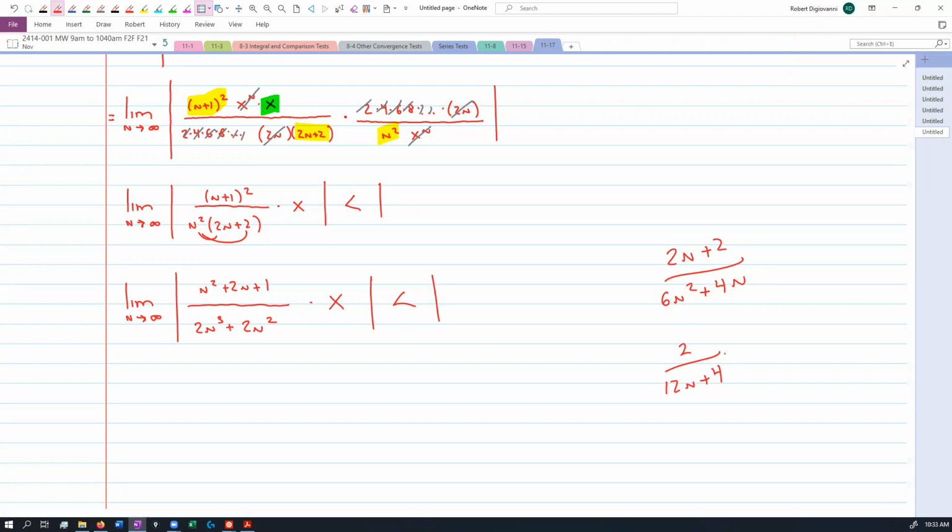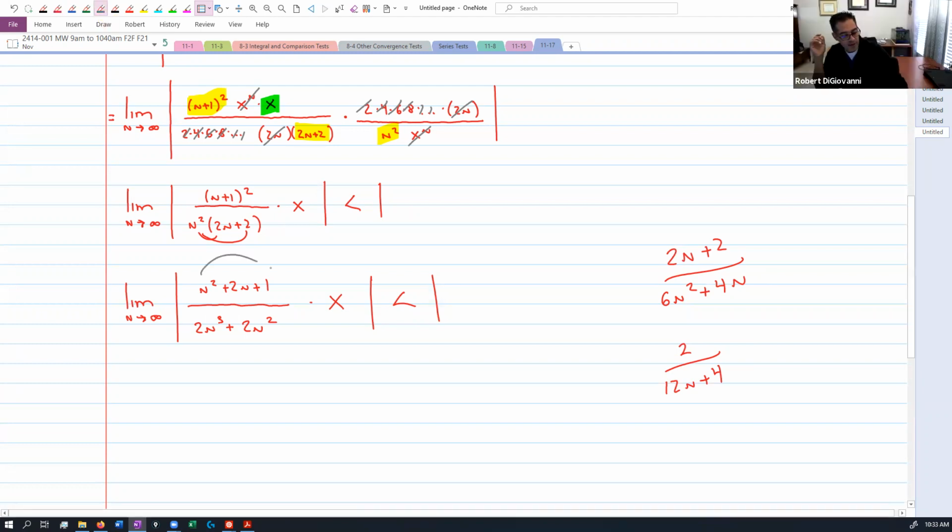Zero. That's great. This heads to 0, which means that it doesn't matter what x is, right? This thing will always be less than 1. So we're not going to have an interval here.